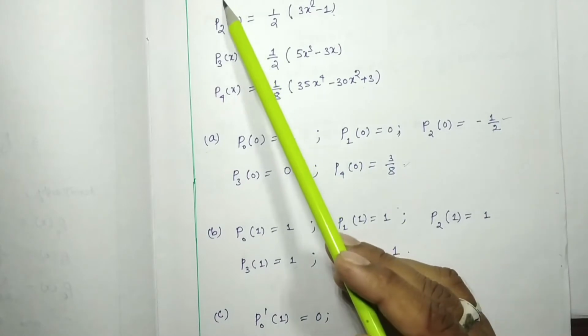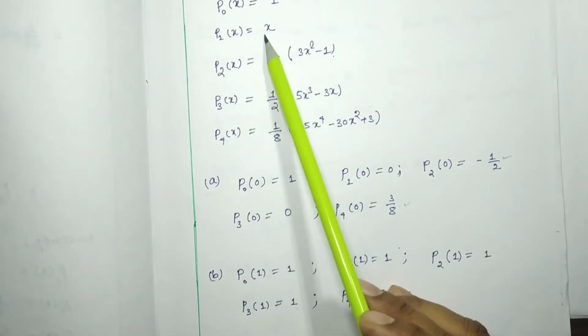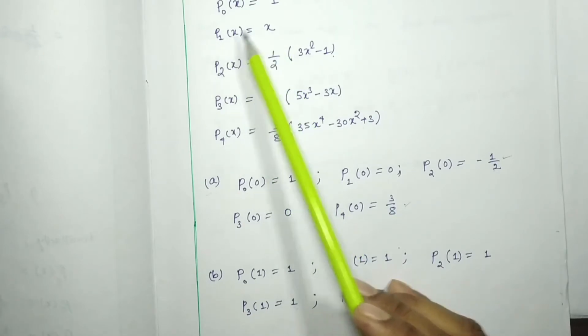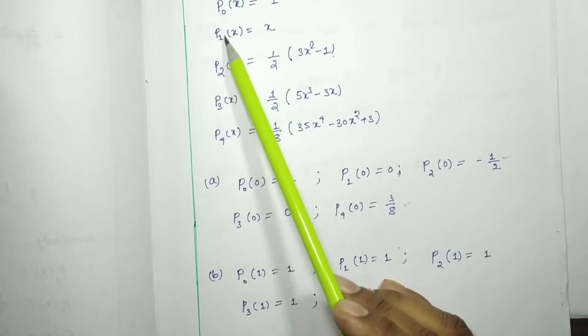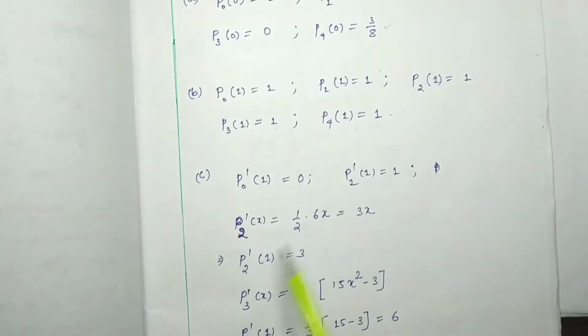Next P1x is equal to x. The first derivative of this with respect to x will be 1. So P1 dash x will be 1. So hence P1 dash 1 will be 1, right?